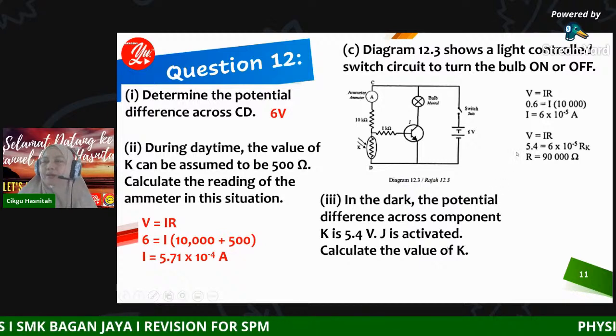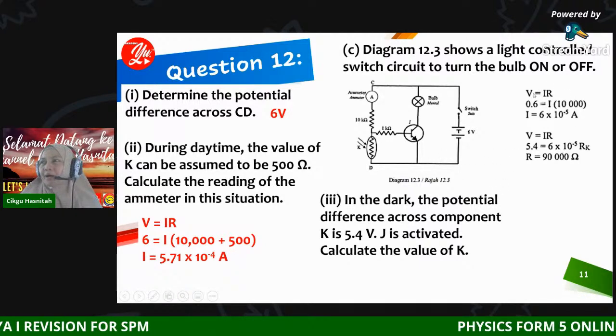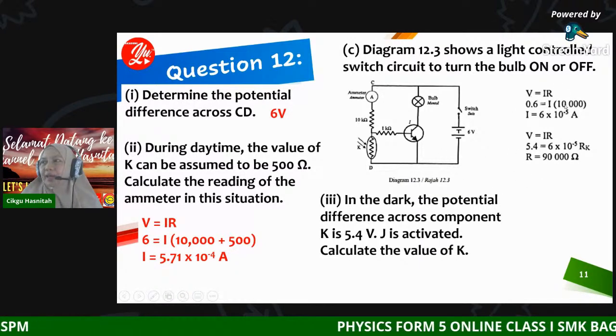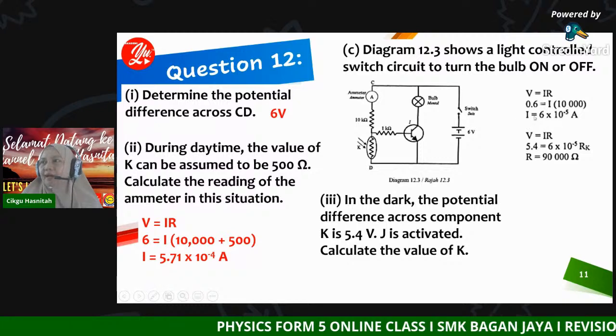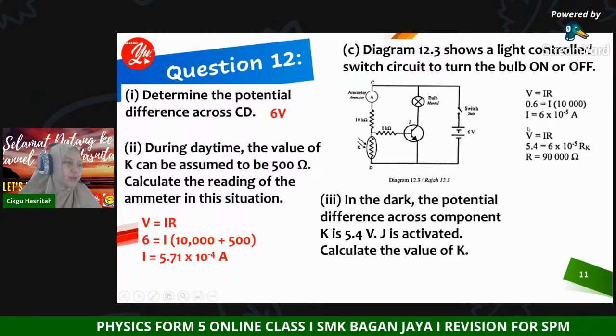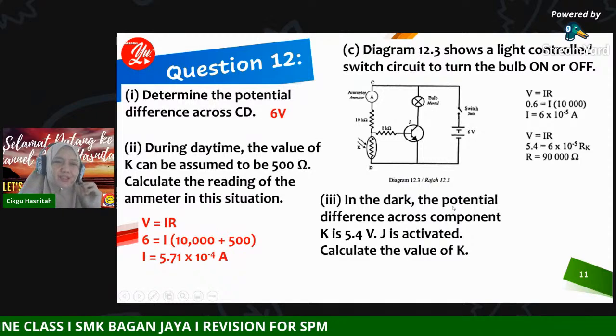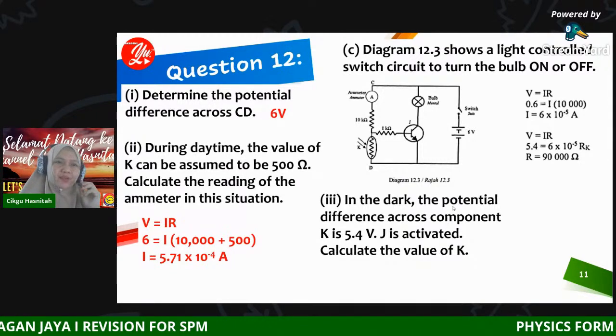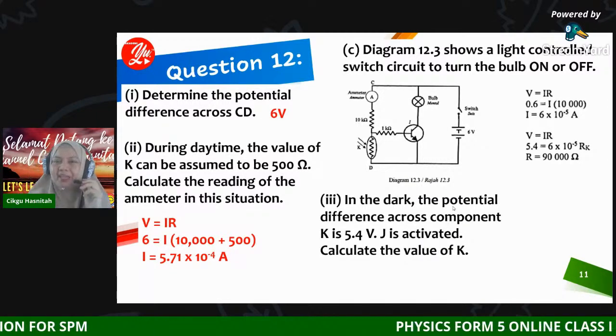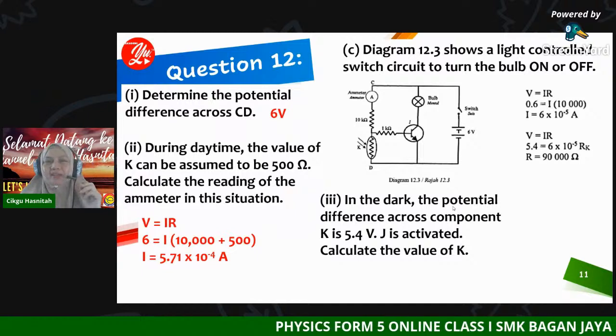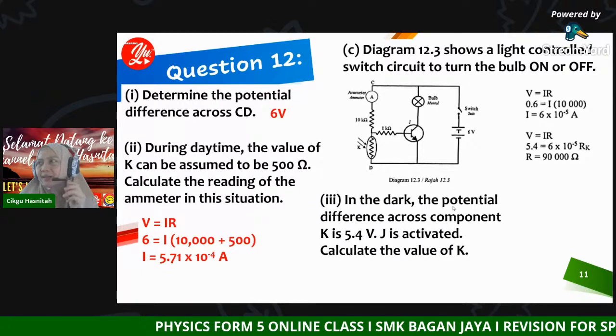So now, how to find the resistance for K? First we can find how much current flows in the circuit. I think I showed the answer too fast. I should give you a few minutes to try first, but never mind. You can try to calculate later.